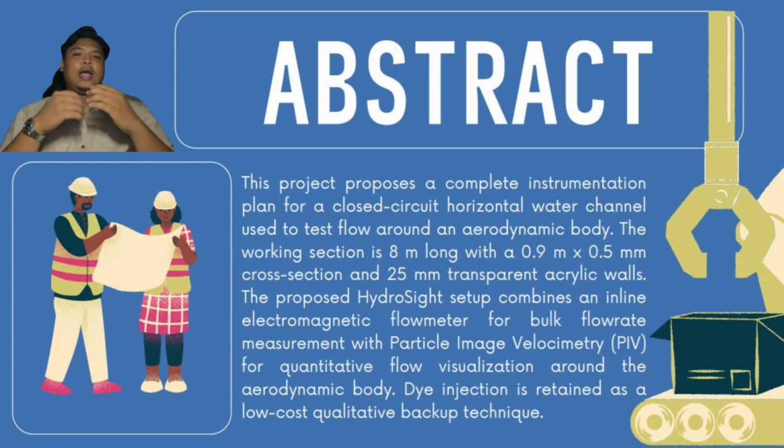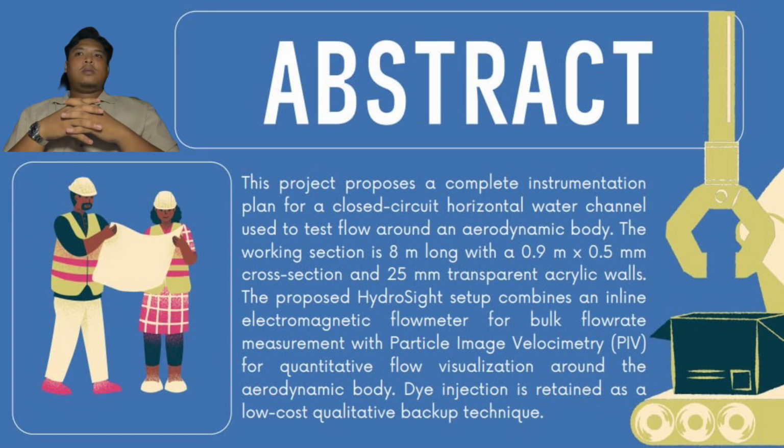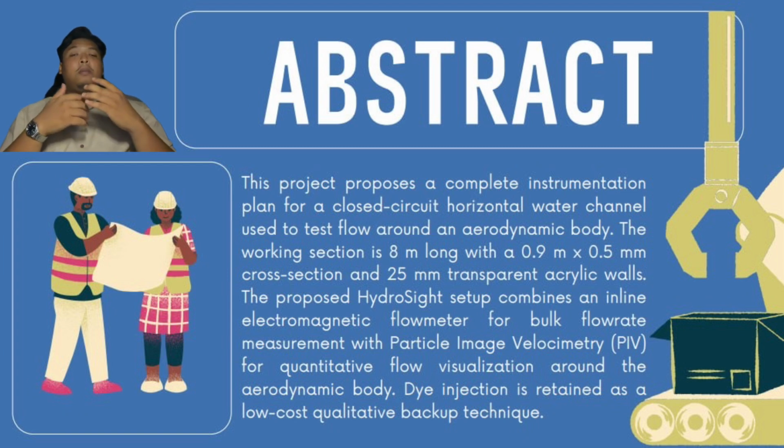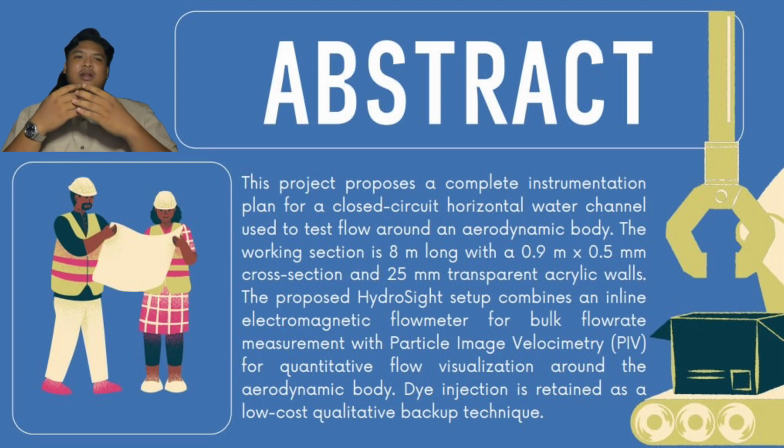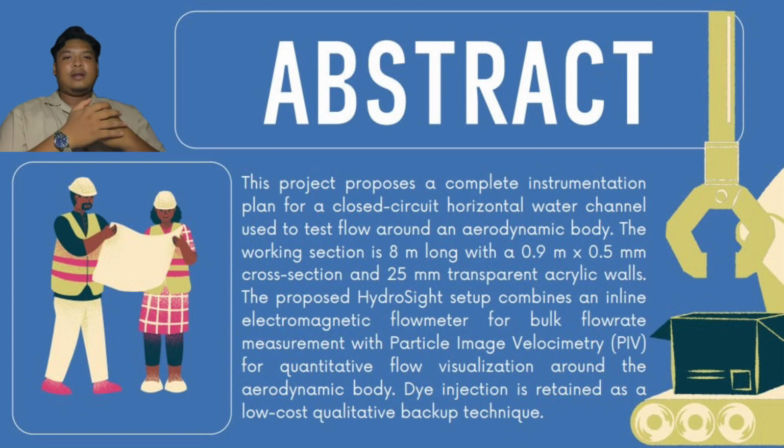The proposed hydrosite setup combines an inline electromagnetic flow meter for bulk flow rate measurement with particle image velocimetry, which is PIV, for quantitative flow visualization around the aerodynamic body, and dye injection is retained as a low-cost qualitative backup technique.